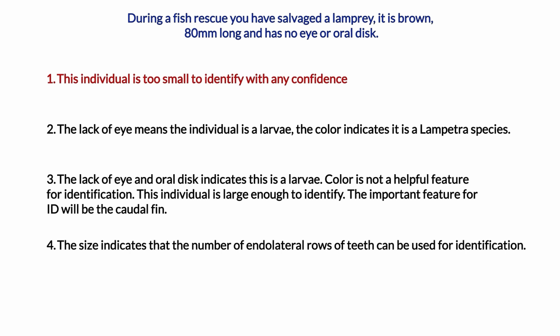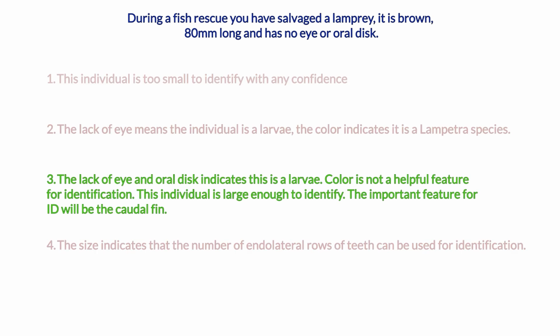One is incorrect because any individual larger than 65 millimeters is okay to identify. 2 is incorrect because color is not a useful identification characteristic. 4 is incorrect because this individual is a larvae and has no oral disc, including teeth. Oral discs are developed later on in the juvenile stage. The correct response is 3.